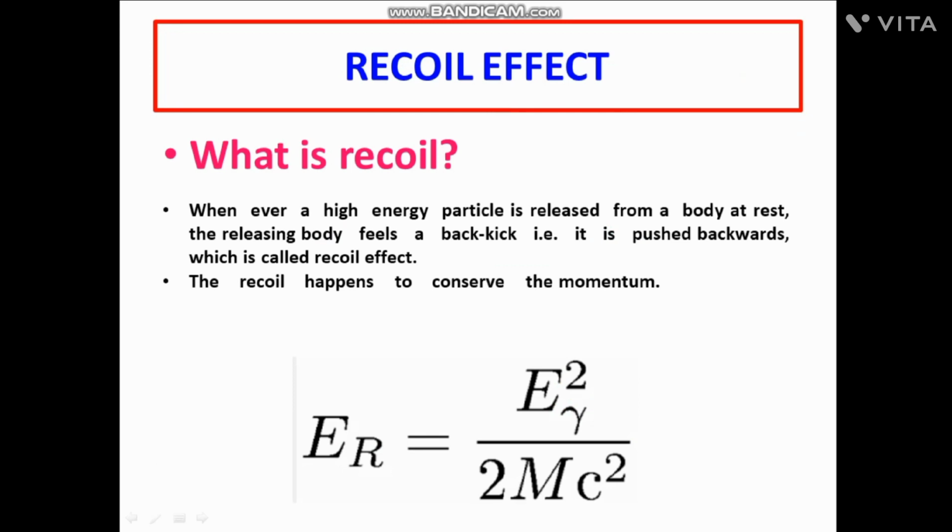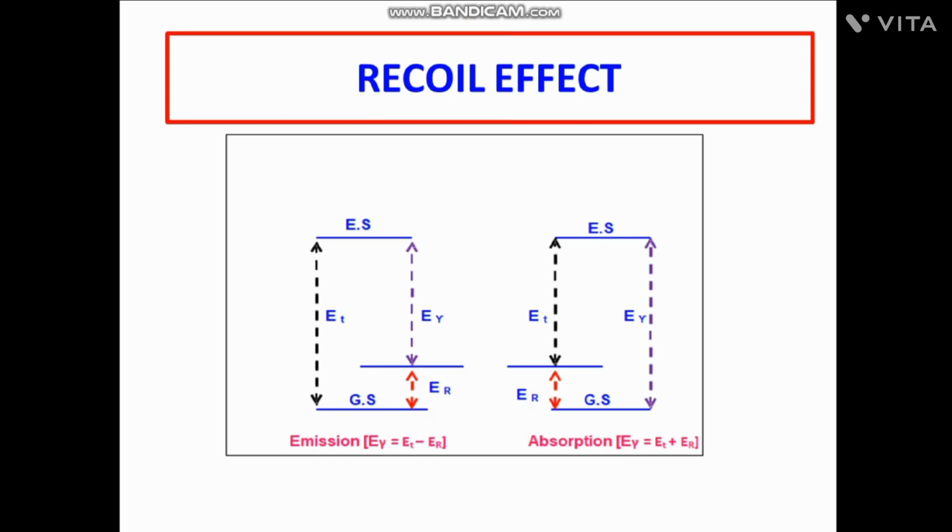The recoil energy is equal to E gamma squared divided by 2mc squared, where E gamma is the energy of the gamma radiation, m is the mass of the emitter, and c is the velocity of light. So it is obvious that if the mass of the emitter is greater, the recoil energy will be lesser, which is suitable for the Mossbauer effect. For the Mossbauer effect, the recoil energy should be less. So only solid substances are studied, where the recoil effect is less, and not the liquid and gaseous states.